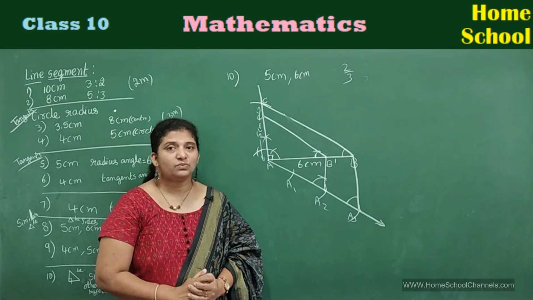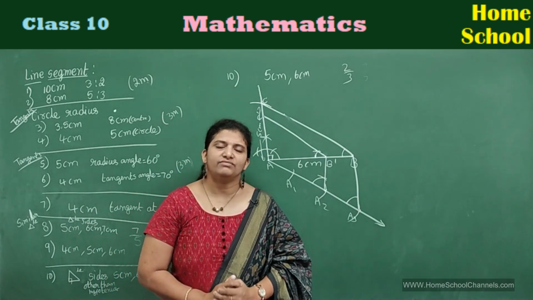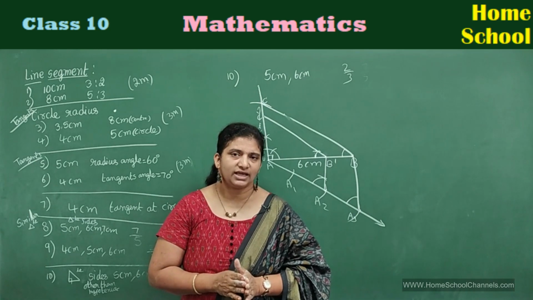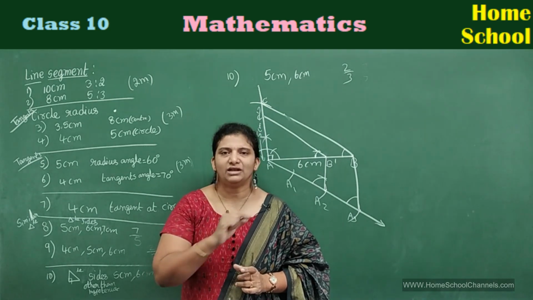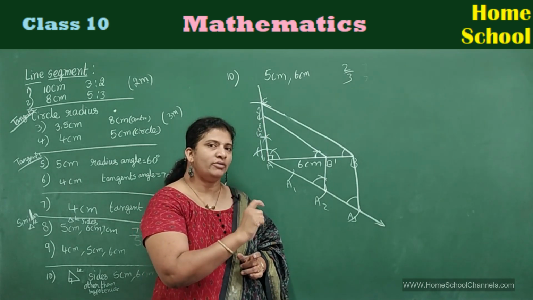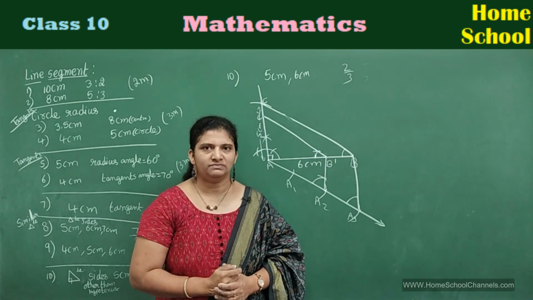In this way, we need to do any type of similar triangle if they ask. Try to think carefully. Draw the original triangle first. Observe the ratio. See which is greater. That many arcs you need to do. And what is the denominator? That denominator point you need to join to the end point of the triangle.